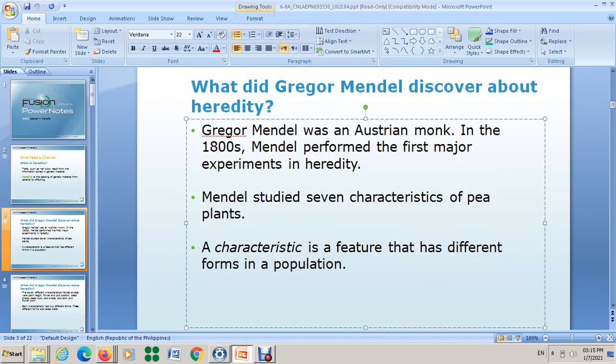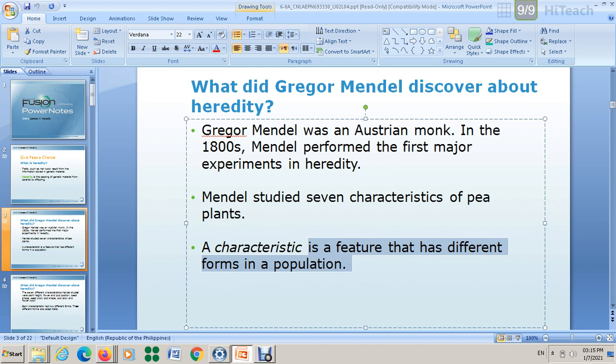What is the meaning of characteristic? A characteristic is a feature that has different forms in a population. Again, a characteristic, as you see, is a feature that has different forms in a population. Okay, what did he do actually? How did he study these characteristics?